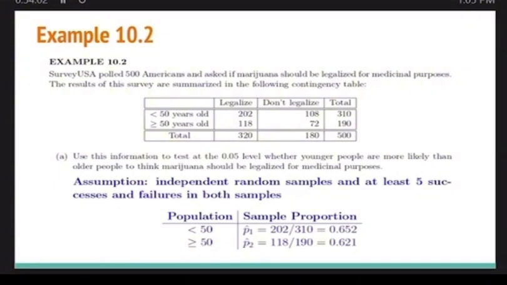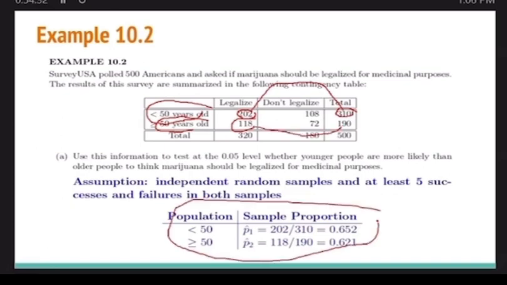Now, we are comparing two groups of people, younger and older. The younger, of course, you see less than 50 years, right? That would be younger. Then greater than 50 years, that would be older, right? Now, what are we going to do? If you take a look at this, 202, the characteristic of interest is legalized. So what is the total? That is going to be that divided by that, and this divided by that. And that is what you see here. What you see here are the sample proportions for the two different groups.